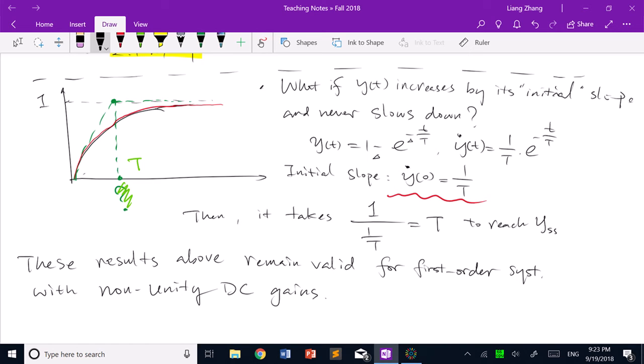When you talk about 4 time constants being the settling time, it applies to all first order systems, as long as they are asymptotically stable. And if you say the rise time is about 2.2 time constants, it's true for all first order systems, again, as long as the systems are asymptotically stable. So this is the story for first order systems.